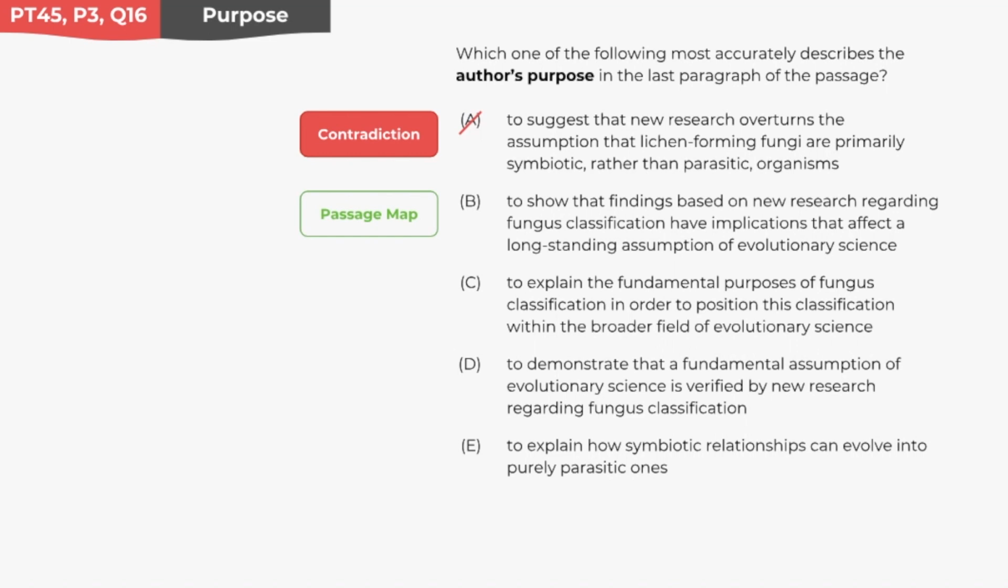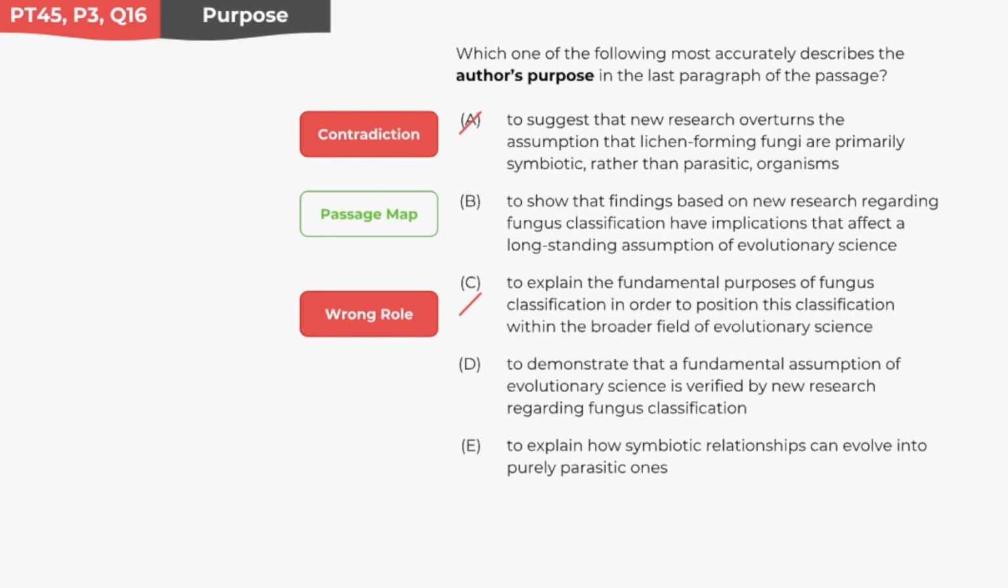Answer choice C says to explain the fundamental purposes of fungus classification in order to position this classification within the broader field of evolutionary science. Well, this doesn't say anything about undermining a long-standing assumption. This simply has the wrong role. Let's get rid of C.